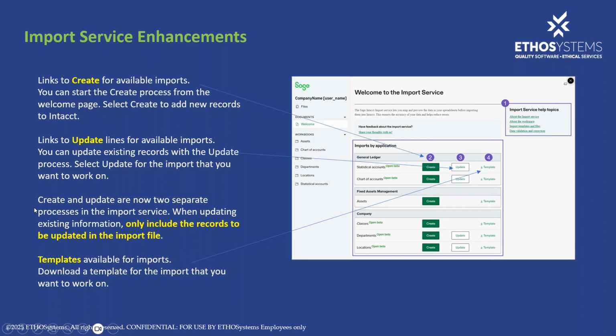Okay, so when updating existing information, only include the records to be updated in the import file. Some people get lazy, right? We're all guilty of that. You're like, I'm just going to do the fixes. It's just going to ignore the stuff that's in there already. Not true. Make sure that you include only the records to be updated in the import file. I have not tested this yet, but usually what could happen is that essentially the data doubles up, and you don't want that, because then it becomes a pain to back it out.